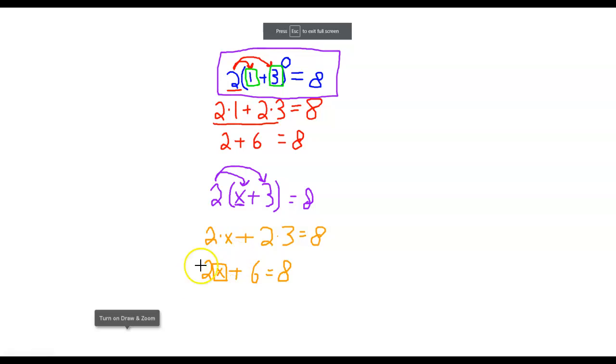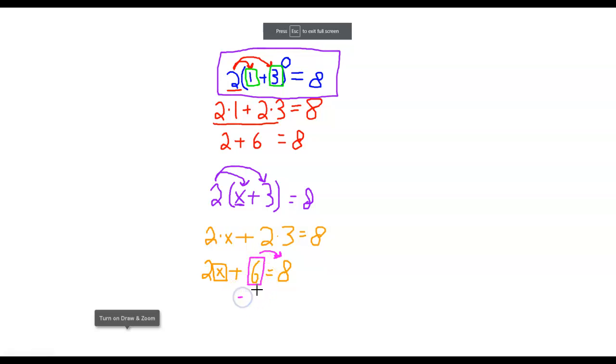I'm going to use pink now. So to get the x by itself, I got to do something with this 6 first. Okay? I want to move it over to this side. Alright, and 6 is being added. So remember, whatever I do to one side, I have to do to the other. So if it's being added, the opposite of addition is subtraction. So I want to subtract a number from 6 so that it's equal to 0.